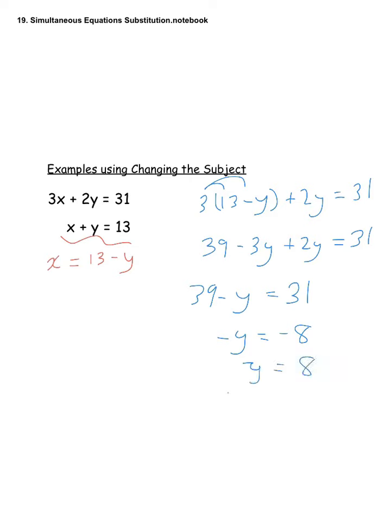Okay, so we've got our value for y. We now just need to substitute it back in to our second equation. I'm going to substitute it into this version of the second equation. So we get that x is equal to 13 take away 8, and x is equal to 5. So our solution to this simultaneous equation is that x equals 5 and y is equal to 8.